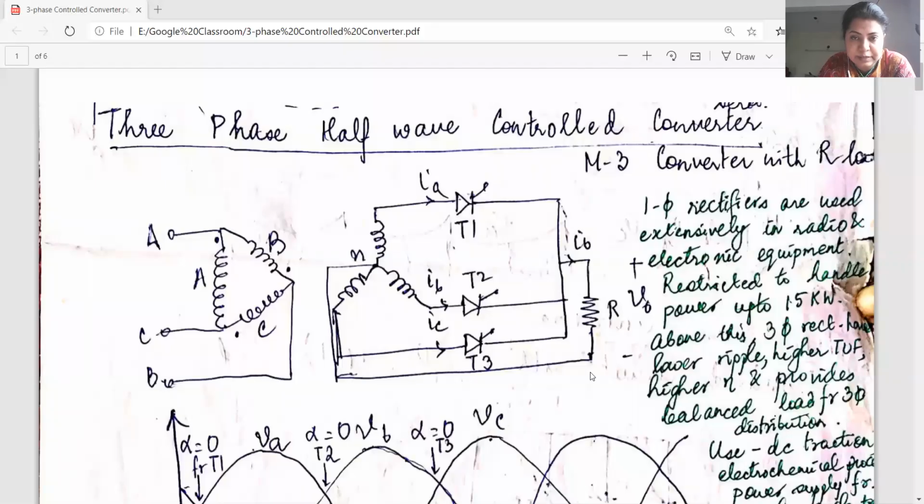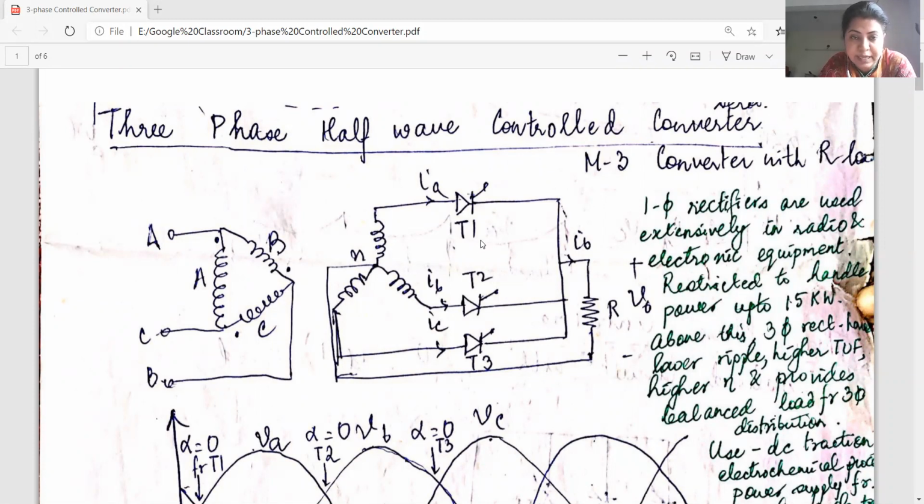Now, first of all, we will discuss the M3 converter with R load. M3 converter means midpoint transformer, not a center tap. You'll see the configuration just now. So this one is an M3 converter with R load. Here we can see a delta star transformer.